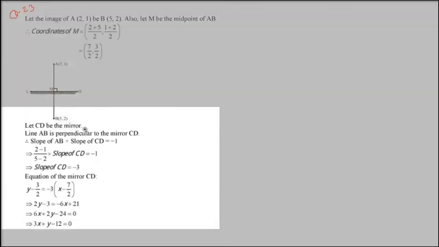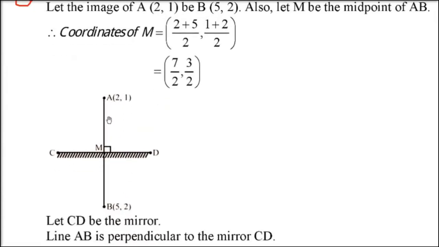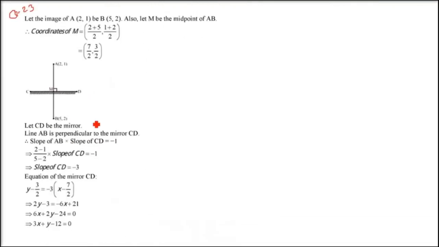Question number 23. If the image of the point 2, 1 with respect to the line mirror is 5, 2, find the equation of the mirror. So what is the midpoint here of AB? 5 plus 2 by 2 and 2 plus 1 by 2. This will be 7 by 2 and 3 by 2.